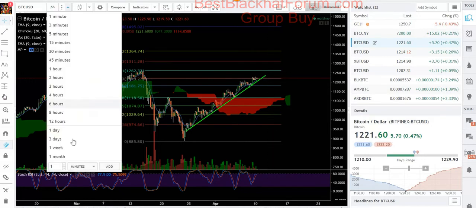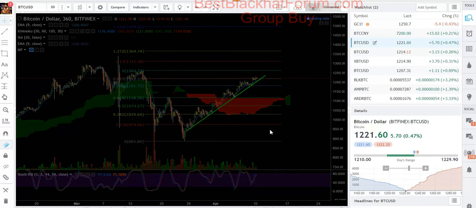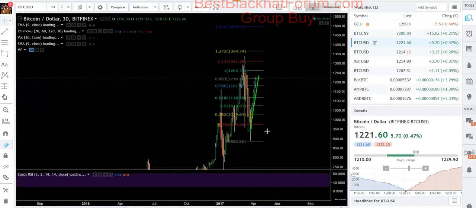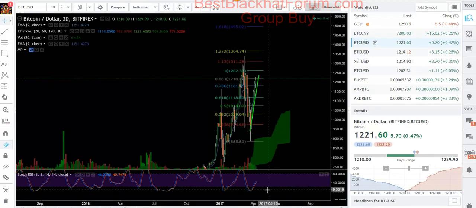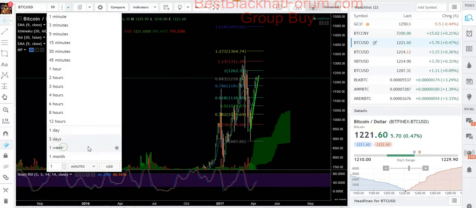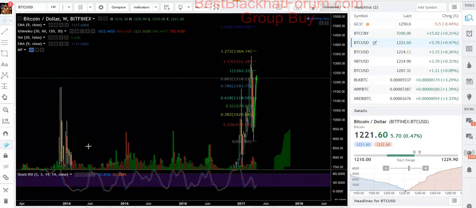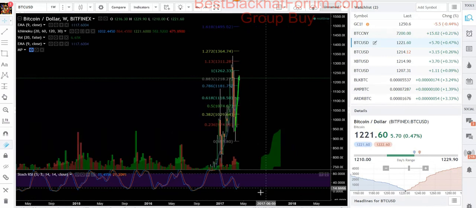because our higher time frame strength is very strong. Okay, look at like our 3-day. Okay, our 3-day is very, very strong, growing. Our weekly is also wanting to grow.